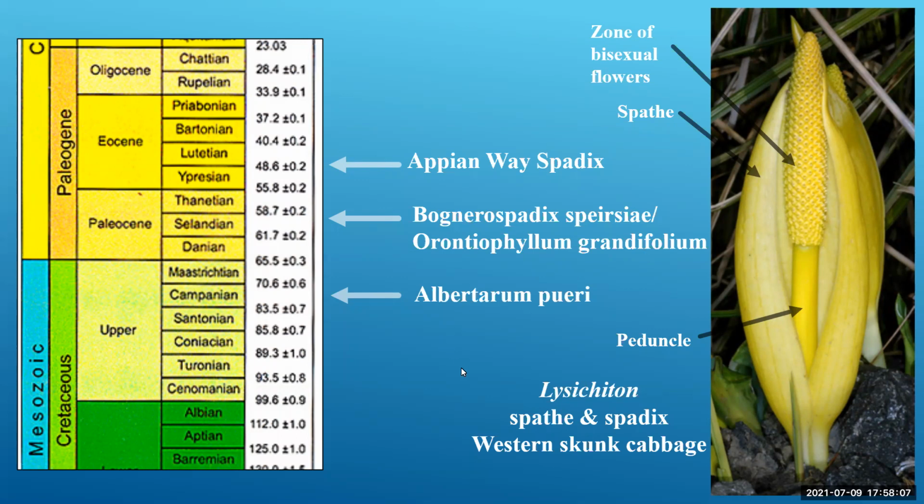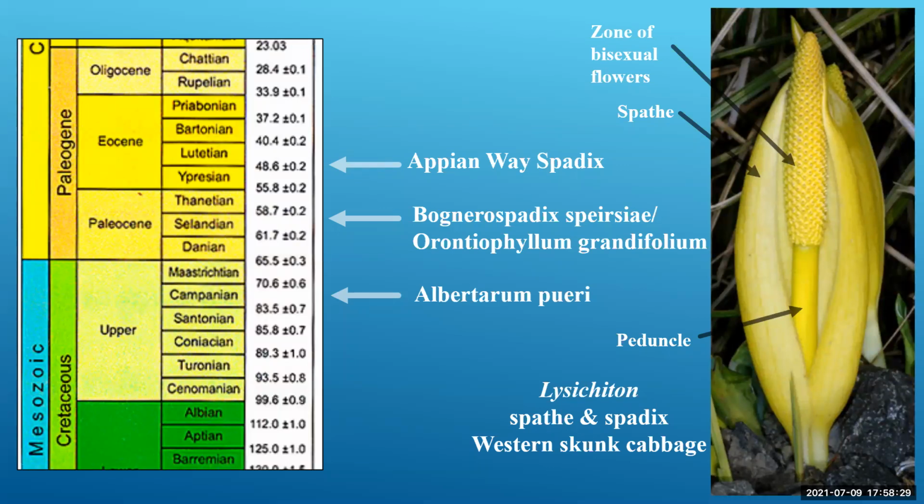I'm going to be talking about 3 different spadices today. They come from Alberta and British Columbia. First of these is Albertarum pourii, which comes from the Campanian Upper Cretaceous of Alberta. The second one, Bognerospadix spearsii, which is associated with a leaf called Orontiophyllum grandifolium.